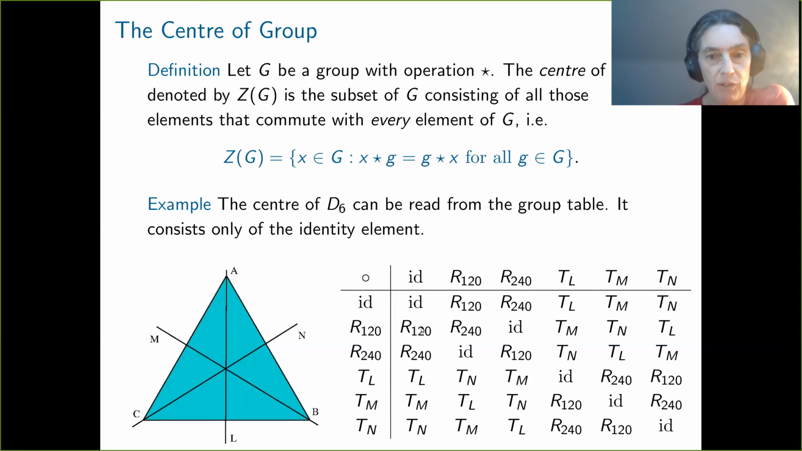On the other hand, if we take the rotation through 120 and the rotation through 240, those two do commute with each other. Composing them in either of the two possible orders gives us the identity element.